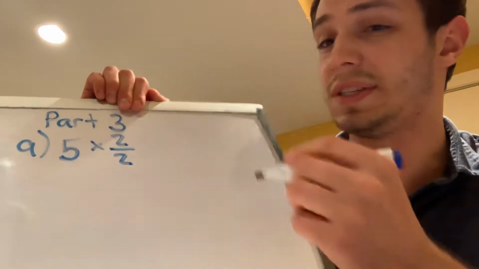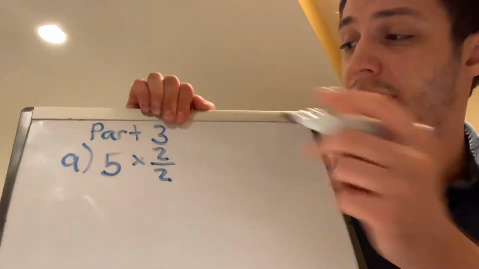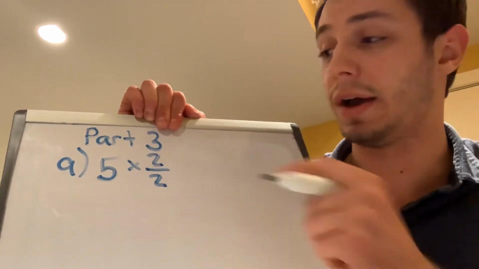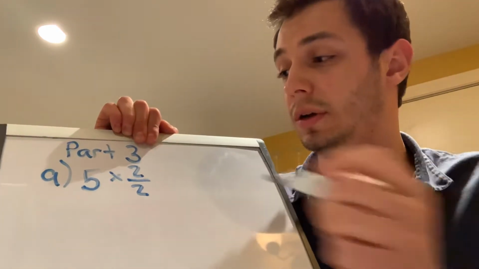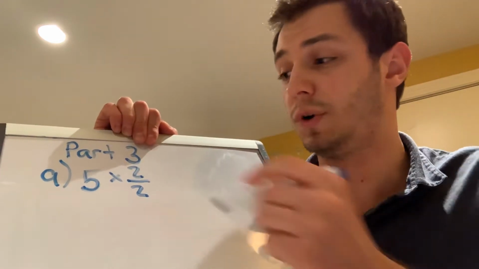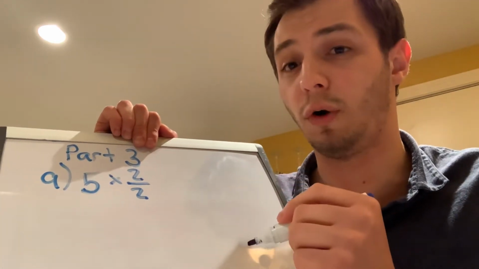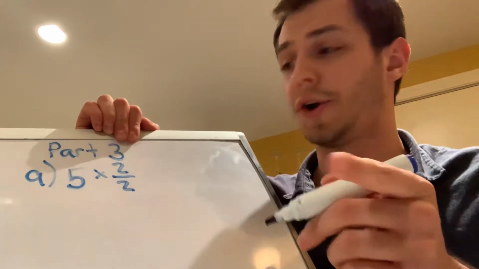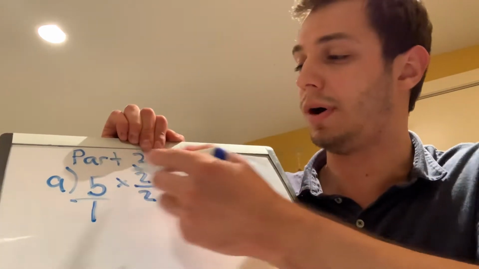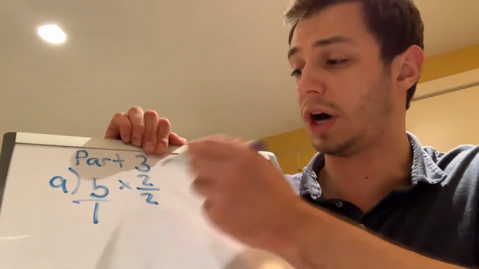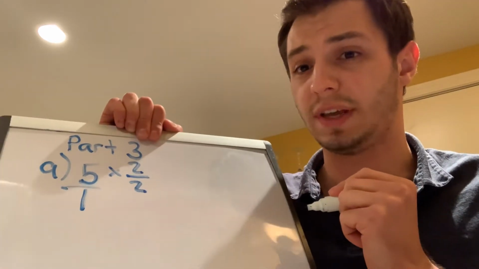So once again, what do we have to remember? We cannot multiply a whole number by a fraction. They both need to be a fraction. So the 5, which is our whole number, is going to be over what number? Correct. I have to put it over 1. And now I'm just going to multiply the two top numbers together and the two bottom numbers together.